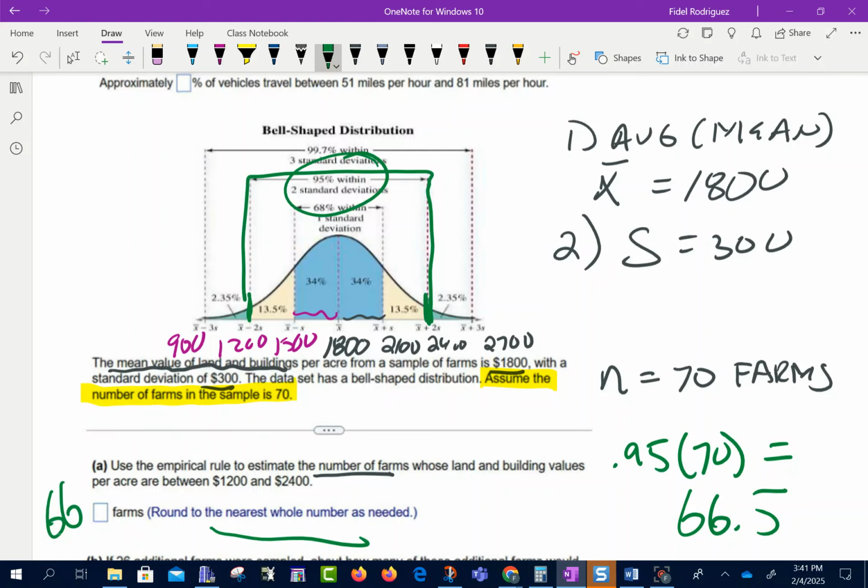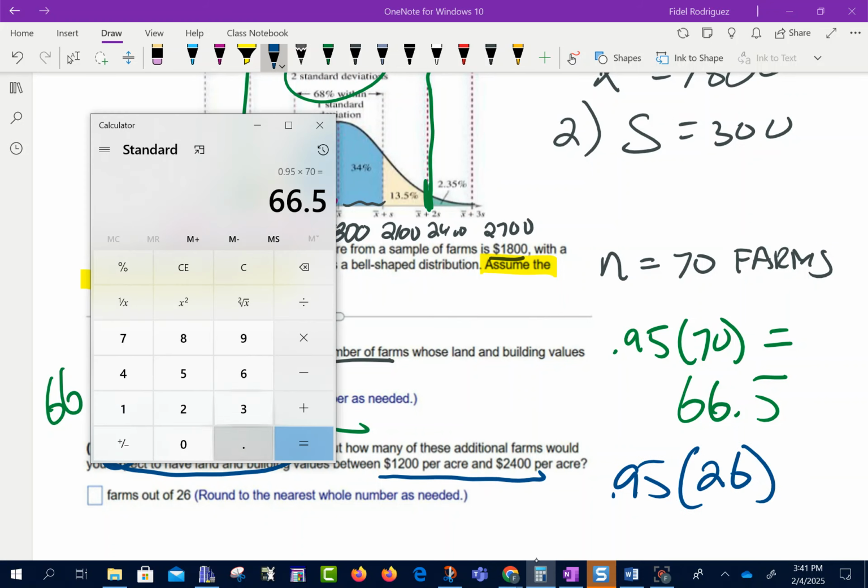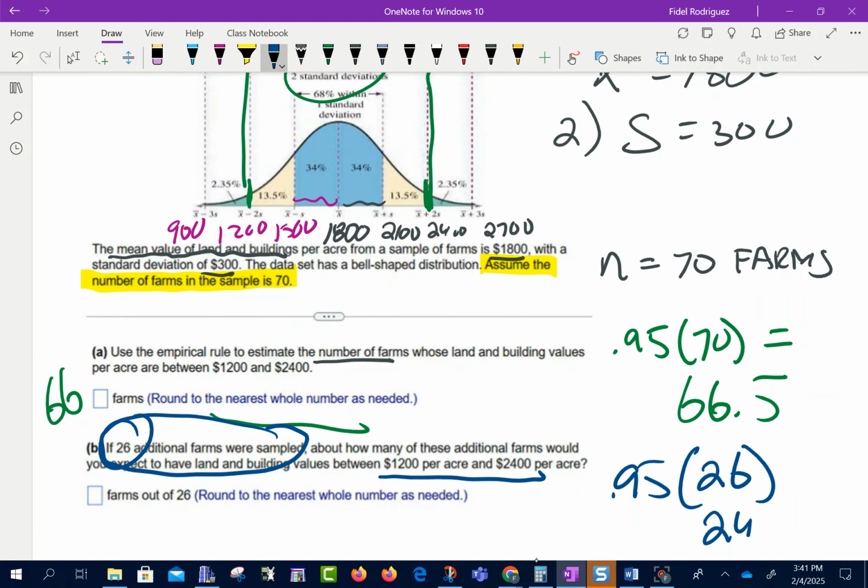Okay. I'm going to continue to scroll down. There's a next part, and it says, look, if we looked at an additional 26 farms, how many of them would still be between 1,200 and 2,400? It's still 95%, y'all, but 95% of this 26. So again, if I take 0.95 times 26, that's giving me 24.7. Again, they're asking me to round to the nearest whole number. So that's 25 out of the 26 farms. Okay.